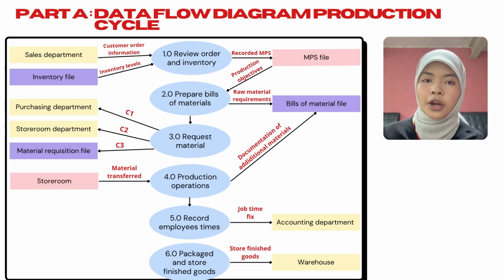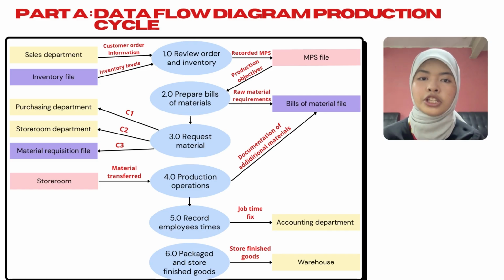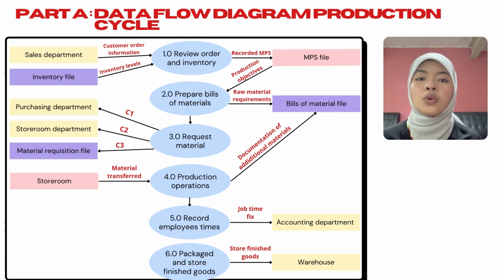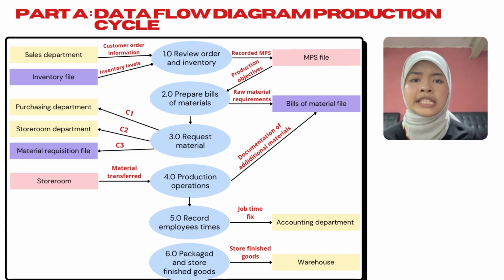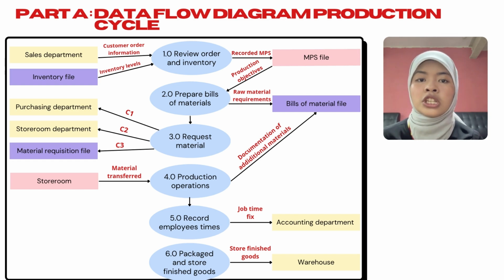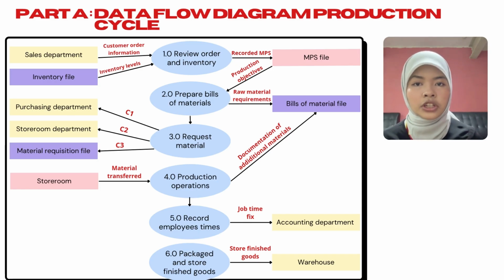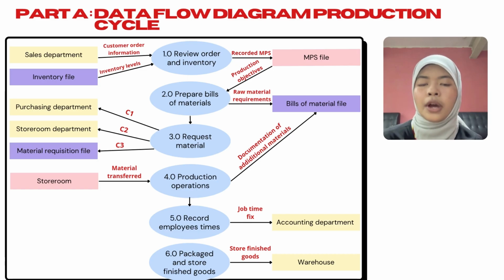The purpose of this process is to translate the production plan into a detailed list of material requirements. This helps the company know exactly what materials are needed before the production starts and avoids material shortage or waste. The output for this process is the bill of materials, which is stored in the BOM file. This document will be used in the next process, which is material requisitioning, to request the required materials.